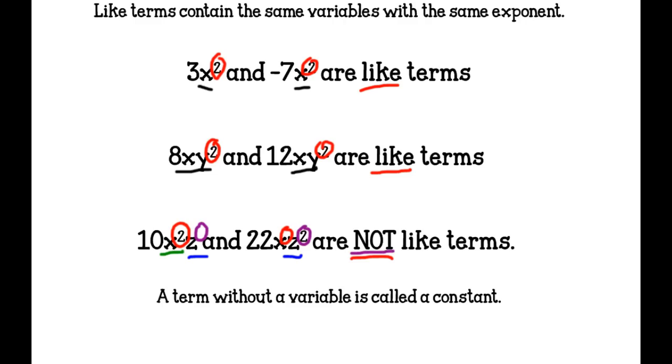A term without a variable is called a constant. So a term without a variable would just be plus 12. That is a constant.